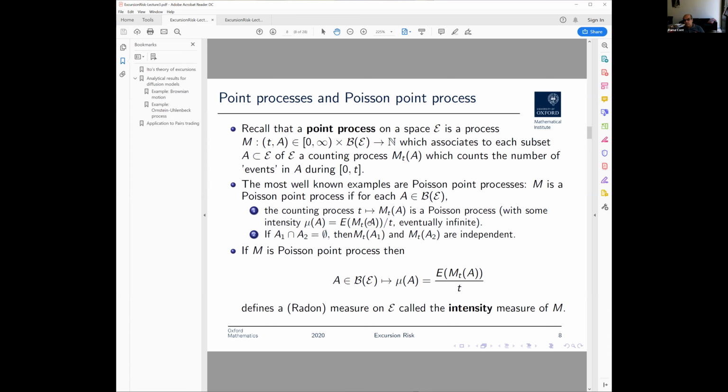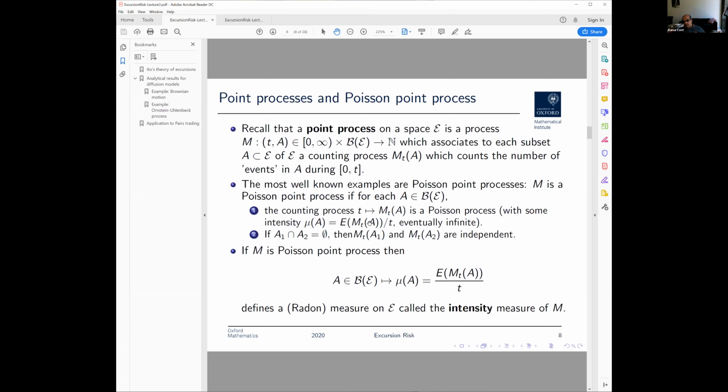And then the second property is independence. It says that if you take two sets A1, A2 that are disjoint, then the Poisson processes M_t of A1 and M_t of A2 are going to be independent. So you can think of a Poisson point process as a cloud of independently scattered points in your space. Independent scatter means that if I look at how many points lie here and there, and these two sets are disjoint, then I have independent random variables counting these two. And the first property says these are not just independent random variables, they're Poisson variables.